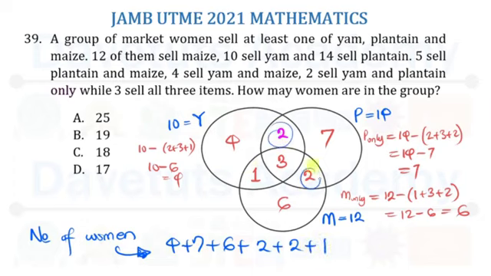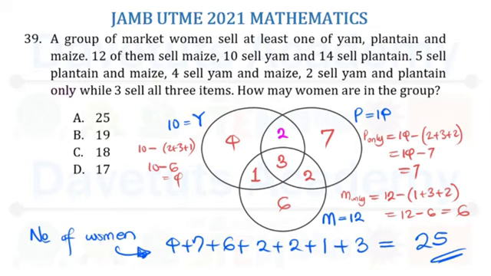Okay, 2, 2, 1. And then the only thing remaining is plus 3. And that is going to give me 4 plus 7 is 11, plus 6, 17, 18, 19, 20, 21, 22. 22 plus 3, that is 25. So 25 is the total number of women in the group.